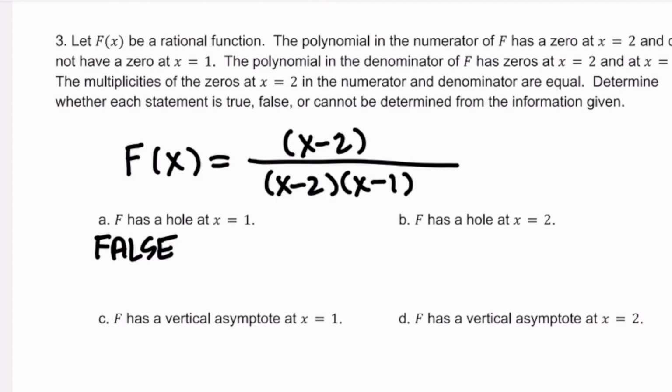B: f has a hole at x equals 2. That must be true because they said that the multiplicities of the zeros at x equals 2 in the numerator and denominator are equal. If they have equal multiplicity, that's going to completely cancel off, and that will cause a hole in the graph. C: f has a vertical asymptote at x equals 1. Yes, that must be true.